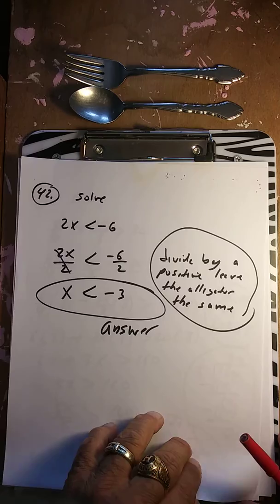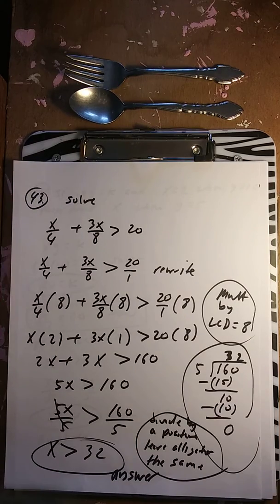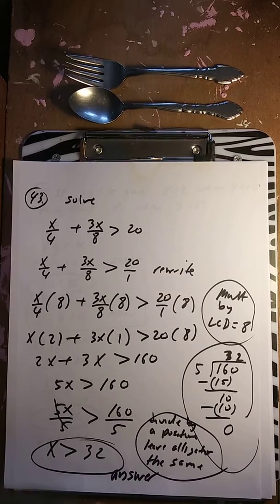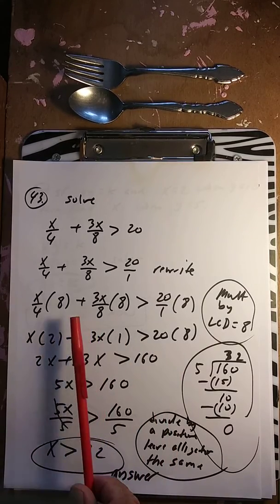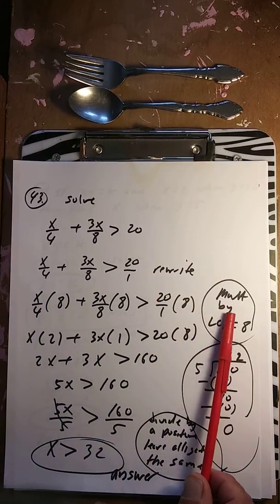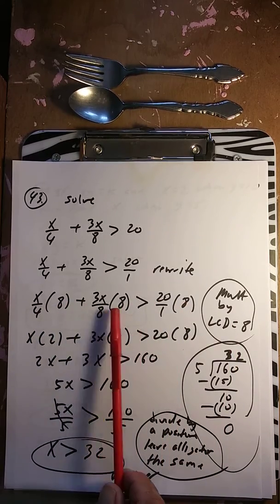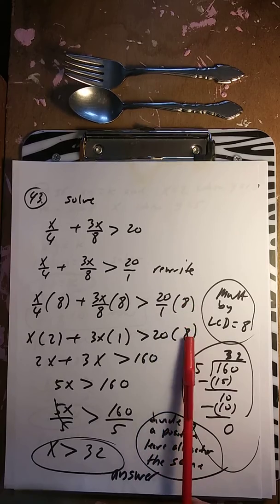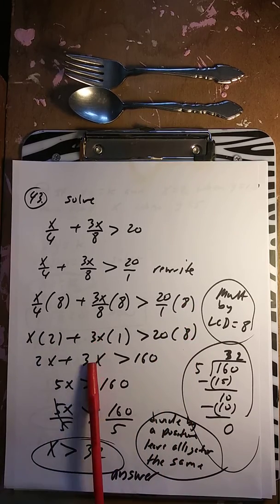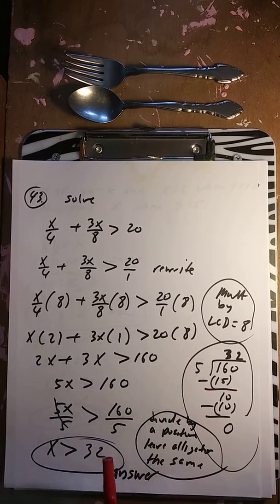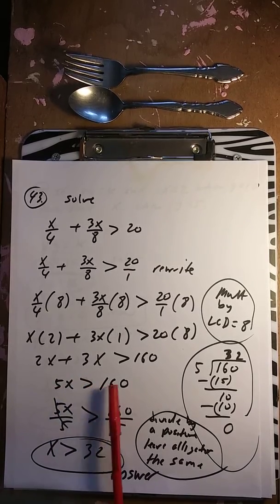Go to the next one. Number 43. You have x over 4 plus 3x over 8 greater than 20. The LCD of all these numbers is going to be 8, so multiply by 8. 4 divides 8, 2. 8 divides 8, 1. 1 divides 8, 8. So now you have 2x plus 3x and 160. That's going to be 5x is greater than 160.